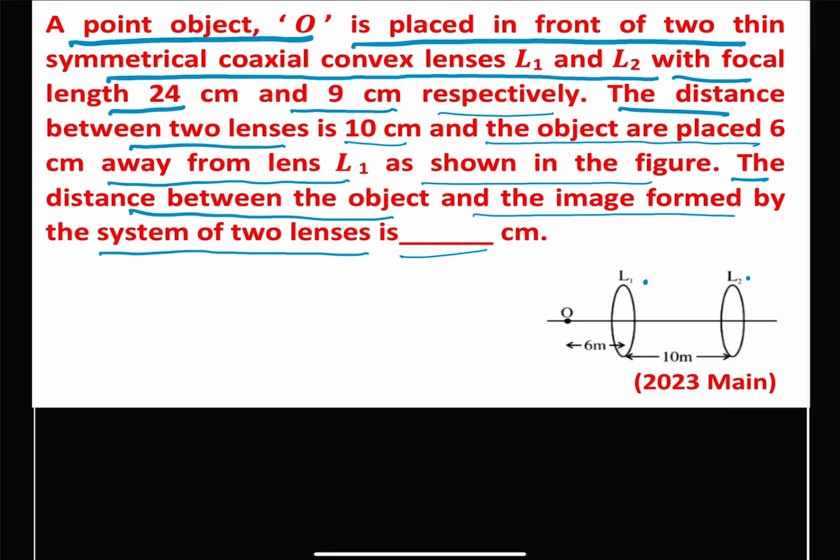Let me write it. It is placed at 6 centimeter. So this is centimeter and this is also centimeter. It's not meters. And the focal length of L1, let us suppose that is F1, is given as 24 centimeters. For F2, that is for L2, it is 9 centimeters. So object is in front of L1. So first of all, let's find out the position of the image that will be formed by L1 lens, and that image will be acting as object for our L2, and that will be giving us a final image.